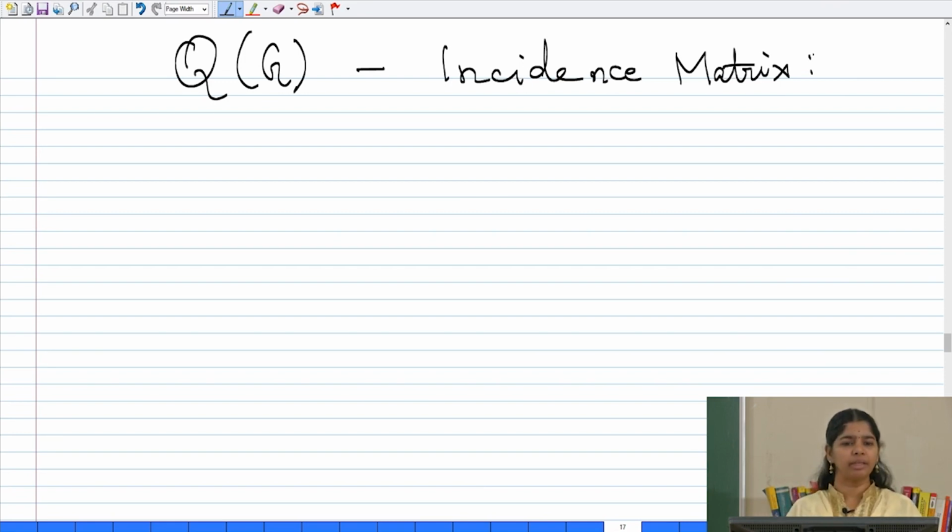Come on guys, incidence matrix, somebody told me yesterday. Nobody has heard about incidence matrix? Yes, no? Somewhere here, give me some answer.